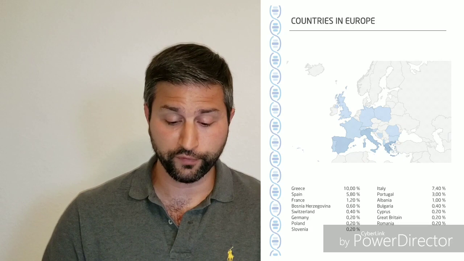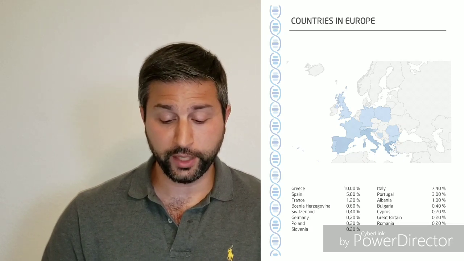You're getting down there. So now the countries in Europe, again, the top country is Greece at 10%, and then Italy at 7.40%, Spain at 5.80%, Portugal at 3.0%. So pretty much all Southern Europe. According to this report, the European is really Mediterranean, Southern Europe. Let's keep going down here.